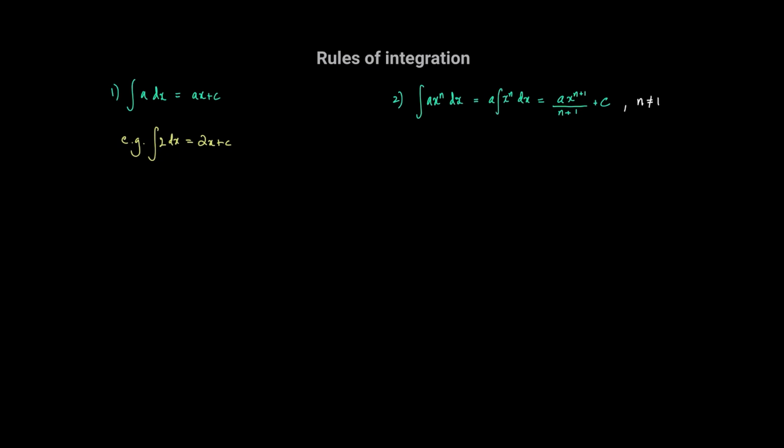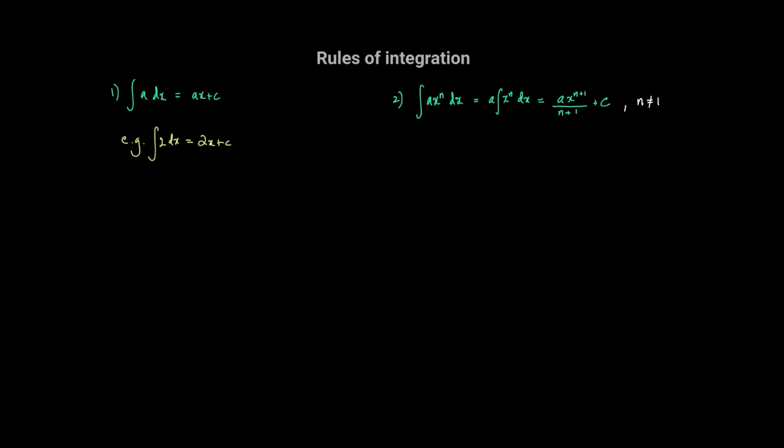This rule is referred to as the power rule. If you had to integrate something of the form x to the power of n with respect to x, we would increase the power by 1, so we would get x to the power of n plus 1, and we divide by the new power, so we divide by n plus 1, and obviously we have our constant of integration c over here. This rule is valid for all powers of x, that is n over here, except n is equal to 1.